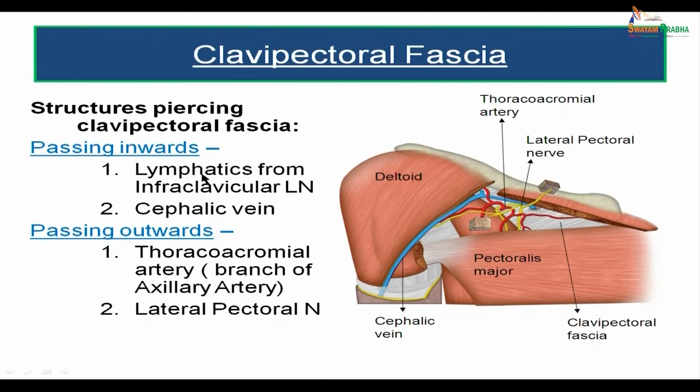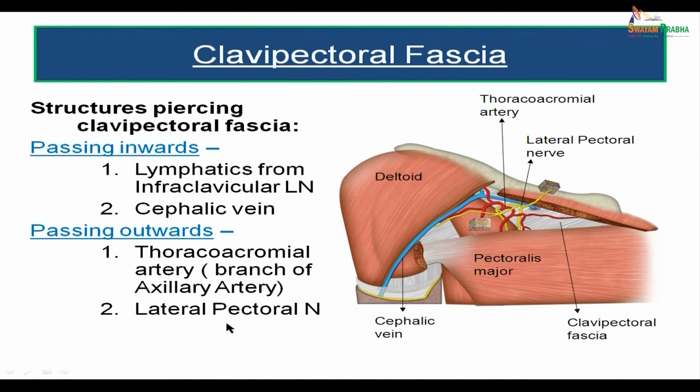We have to understand what are the structures piercing the clavipectoral fascia and passing inwards or passing outwards. Structures passing inwards are the lymphatics from the infraclavicular lymph nodes and the cephalic vein. If you look at the diagram, this blue colored structure, this is the cephalic vein. It can be seen going up in the axilla, reaching the area of the clavipectoral fascia and piercing it and passing inwards.